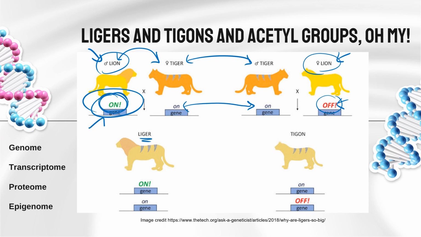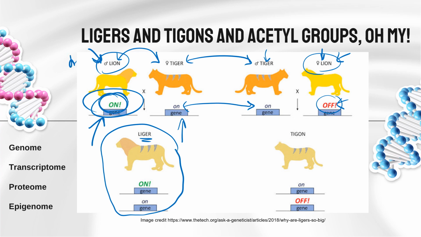That liger has the epigenetic tag from the dad lion that says grow big, and also the epigenetic tag from the female tiger mom that says, yeah, go ahead and grow big. And so ligers are enormous creatures. That's different from if you have a dad tiger and a mom lion.